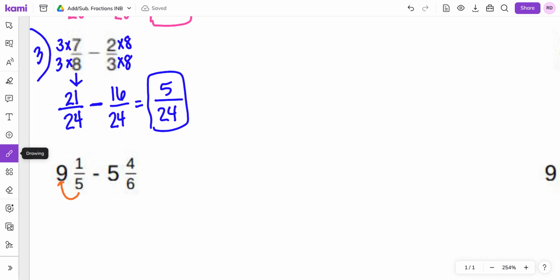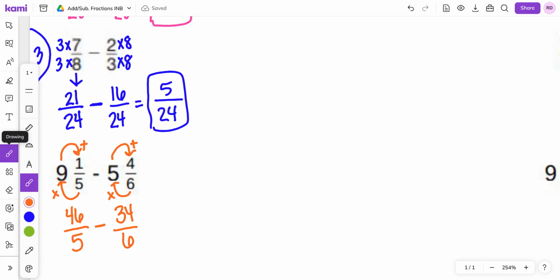So to do that, we're still going to multiply the denominator by the whole number, and then add that numerator in. So 9 times 5 is 45. 45 plus 1 is 46. And then we keep that denominator of 5. Then we're going to keep our subtraction sign. Repeat over here. 6 times 5 is 30. 30 plus 4 is 34. And then we're going to keep that denominator the same.